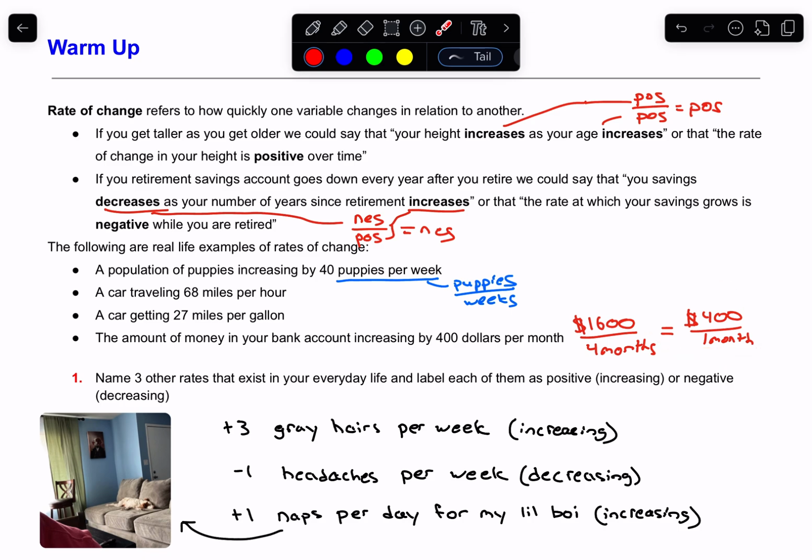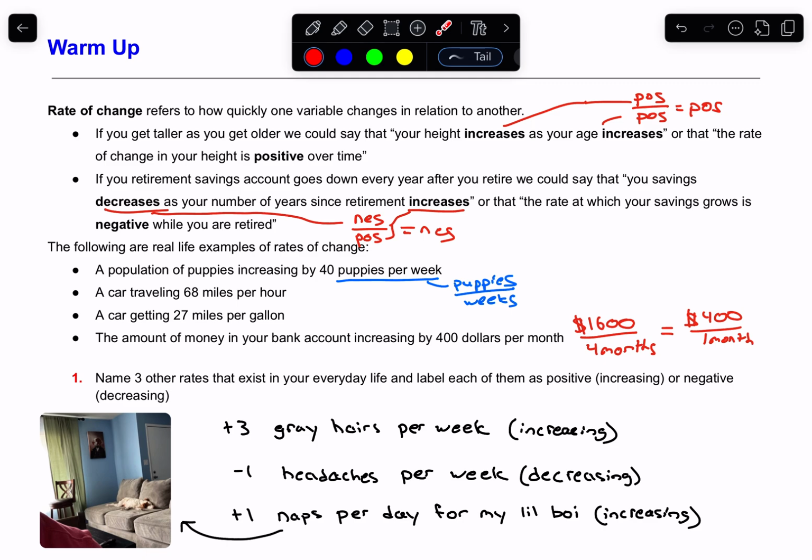Now, what I want you to do for number 1 is name 3 other rates of change that exist in your everyday life and label them as positive, which would mean increasing, or negative, which would mean decreasing. So I'm getting a little older here. I might be getting +3 gray hairs per week, which would be an increase in gray hairs. Not a good thing. Okay, so positive and increase do not mean good.